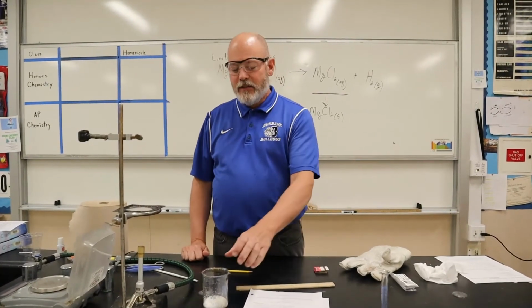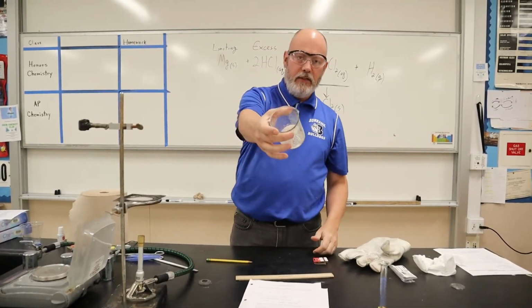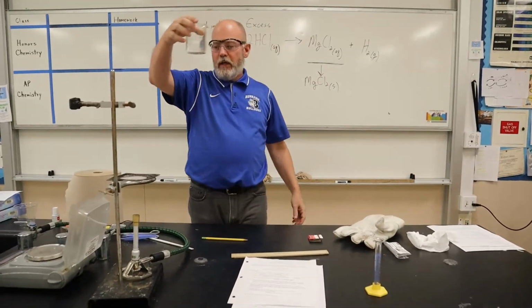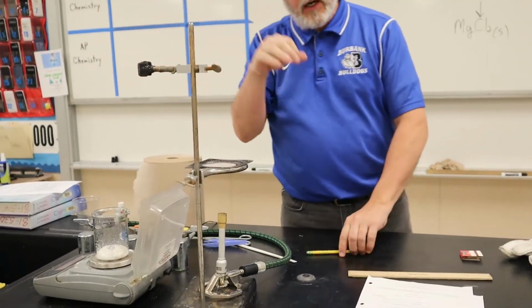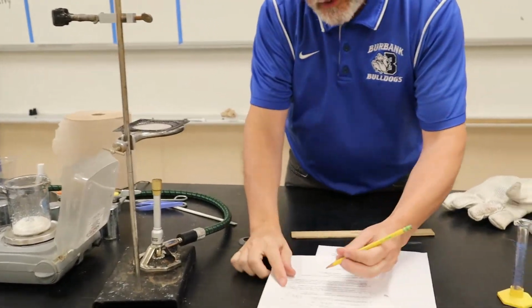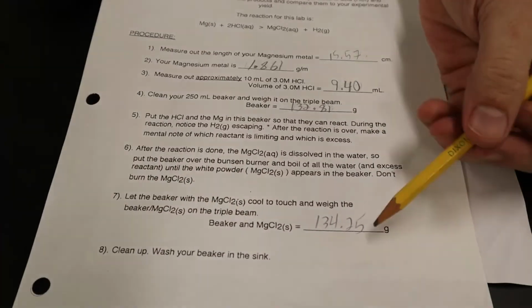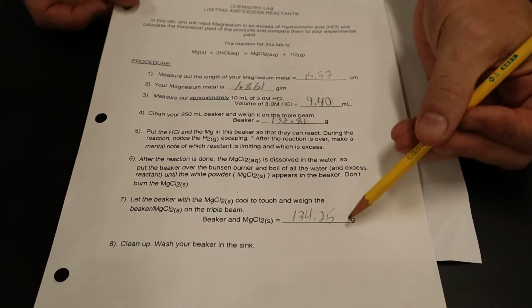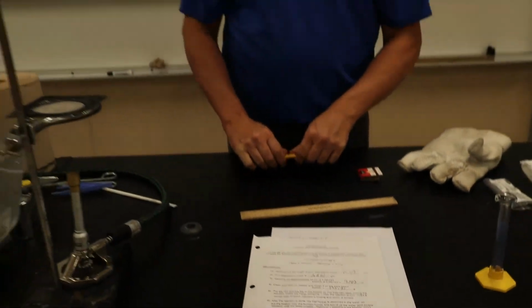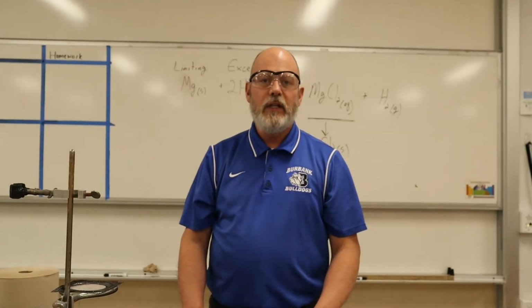Okay, so it's cooled down. It's a little warm, but you can see the magnesium chloride in there. So we're going to weigh it with the beaker. And it weighs 134.25, which is more than the empty beaker, so that is good. You can see the beaker, 134.25 with the MgCl2. All right, so that's the lab. That's all, folks, for this one. Stoichiometry lab number 2 is coming up next. So there you go.